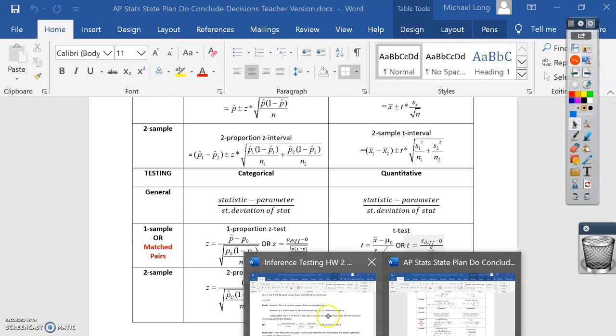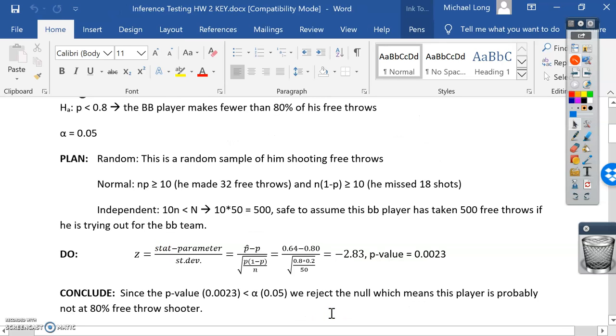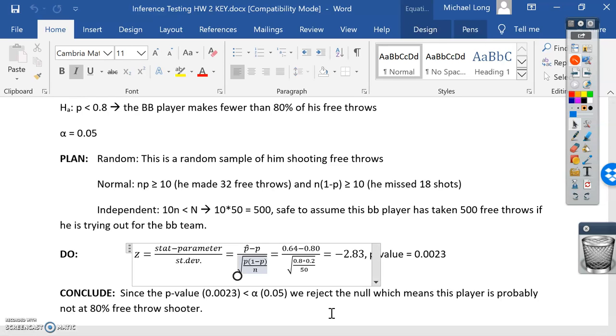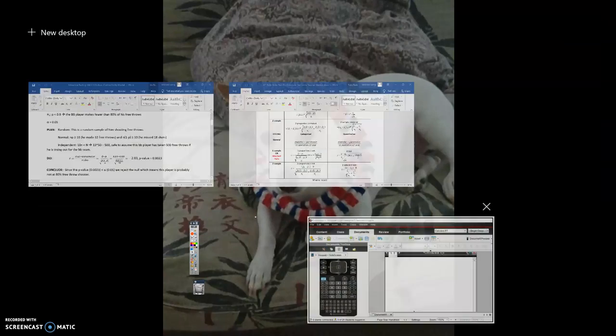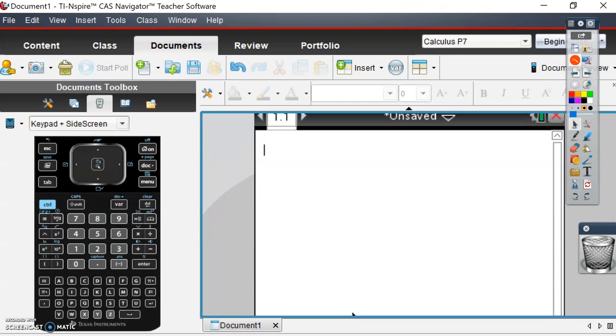So if I go back to the notes, you can see here, words, symbols: P hat minus P without the little 0, over the square root of P times 1 minus P over N. And then I plug in the numbers. And then to get these values, we're going to do this on the calculator. So again, if you've downloaded your calculator or you have a calculator available, I'm going to show you how to do this on the calculator.